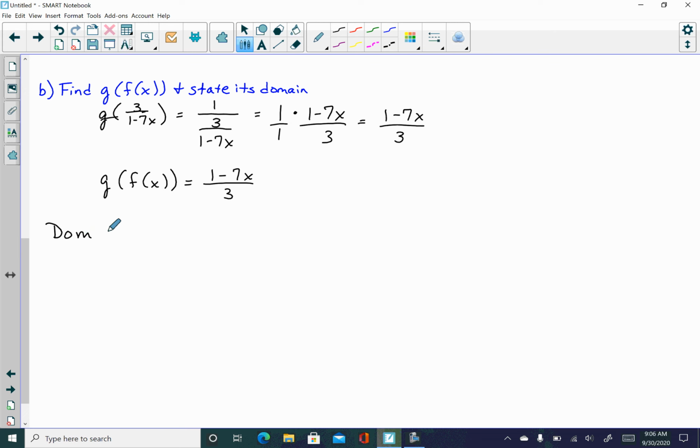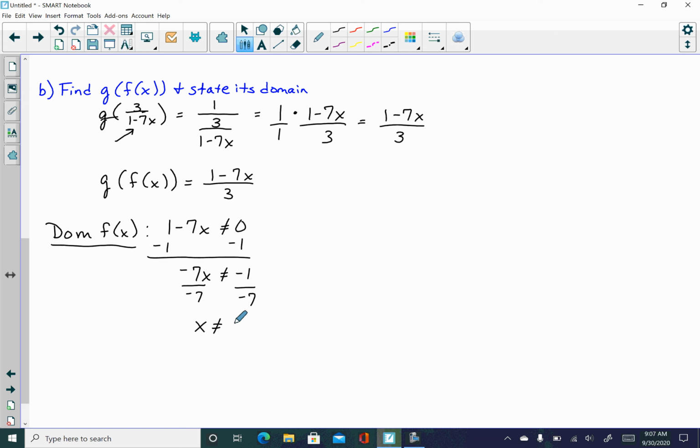So again, to find my domain, I need the domain of the interior function, so at this time, the domain of f of x. Recognize this was your f of x function right here. That means the 1 minus 7x down there is the problem. I've got an x in the denominator, so 1 minus 7x cannot equal 0. You're only concerned about denominators if you have a letter, a variable, in the denominator. So to solve for x, I subtract 1 from both sides. Negative 7x cannot equal negative 1. Divide by negative 7.